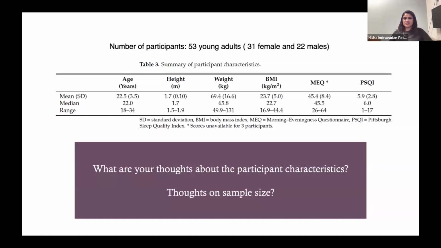And then any thoughts about the sample size? It was small, and more females than males is what I'm seeing. Mm-hmm. And what about the age? Pretty young, like a younger population. Yeah, exactly. So yeah, same thoughts.